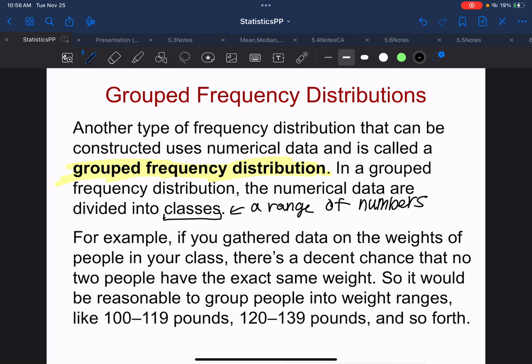That's what classes are. For example, if you gather data on the weights of people in your class, there's a decent chance that no two people have the same exact weight. So it would be reasonable to group people into weight ranges, like people that weigh between 100 and 119 pounds, and then 120 to 139 pounds, and so forth. These would be the classes for our data frequency distribution.